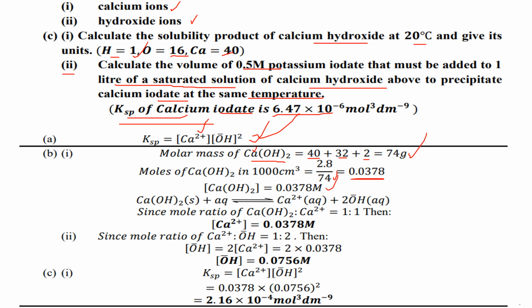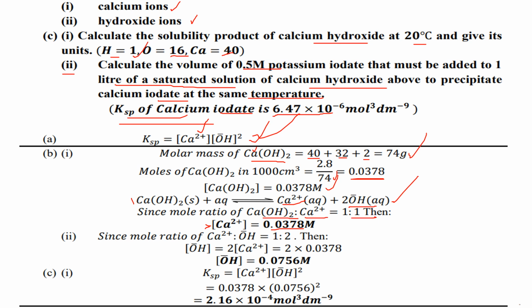Now write the equation for the solubility of calcium hydroxide in water. Now we are going to consider more equations so that you can get the molar concentration of calcium ions and hydroxide ions, which are required in Roman number 1 and Roman number 2. So the molar concentration of calcium ions in Roman number 1 is going to be 0.0378, since the mole ratio between calcium hydroxide and calcium is 1:1.